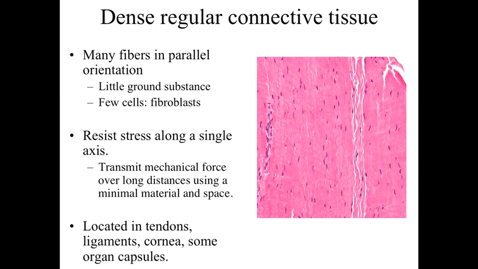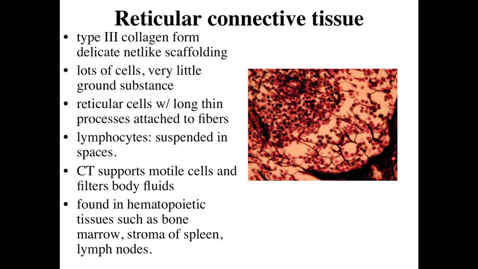Dense regular connective tissue, again, the cells that are present are going to be fibroblasts, less ground substance than we would see in a loose connective tissue, but lots and lots of these collagen fibers all running parallel to one another. Most common location would be tendons and ligaments, but we're also going to find this within the cornea and certain organ capsules, and we'll talk about some examples of that as we go through the course.